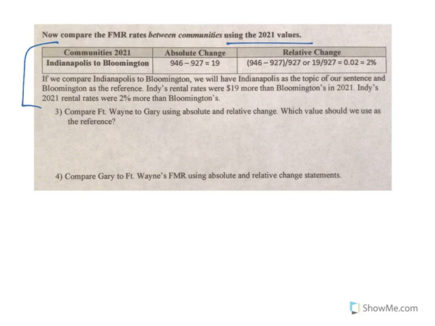Now here when we do this, we're going to say, okay, Bloomington is the reference. So that means Bloomington is going to be old, Indianapolis is going to be new. So thinking about the absolute change, we take new minus old, which is Indianapolis minus Bloomington, and we get a 19. Then we take 19 divided by the reference, or 19 divided by the Bloomington, and we end up with 2%.